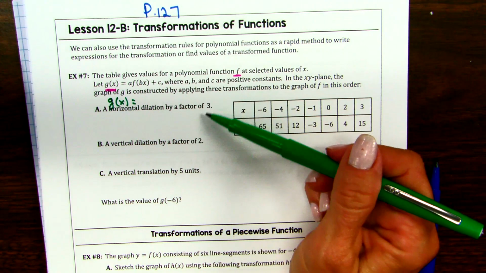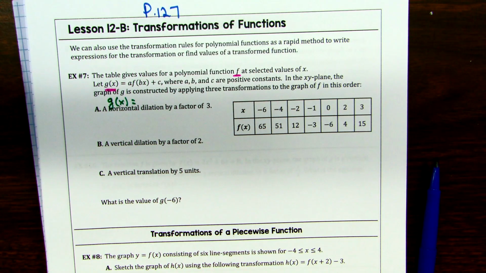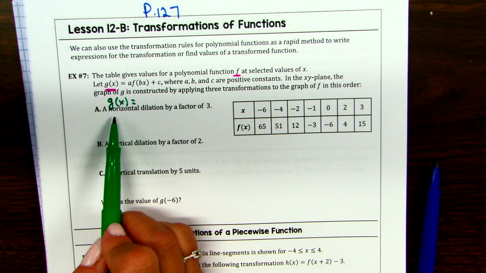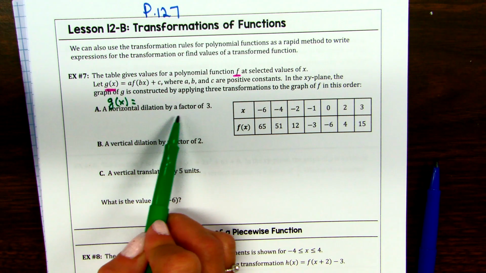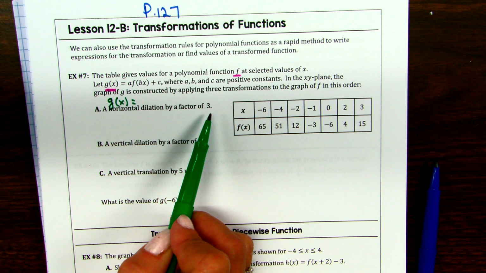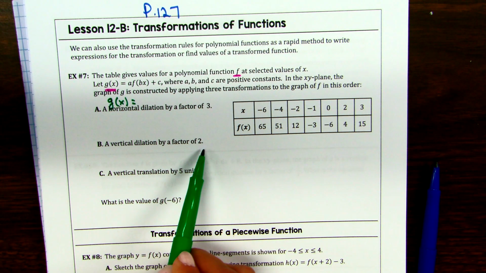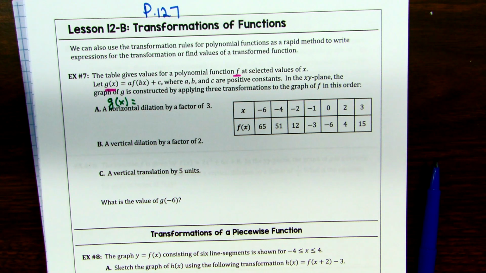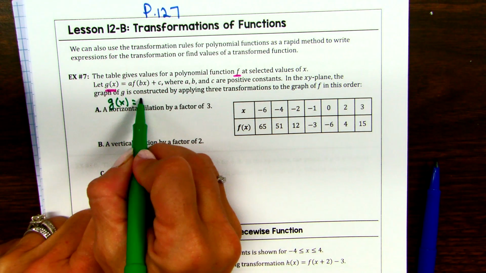So let's go down the line and plug these things into g of x, and then we can just do the math, okay? So what we're going to do is apply these. A horizontal dilation by a factor of 3, that's going to be inside the parentheses. Let me look ahead, though. There's also a vertical dilation by a factor of 2. If you're vertical, you're on the outside. If you're horizontal, you're on the inside. So I'm going to put the vertical factor of 2 first.